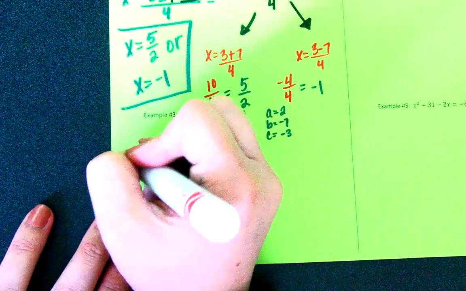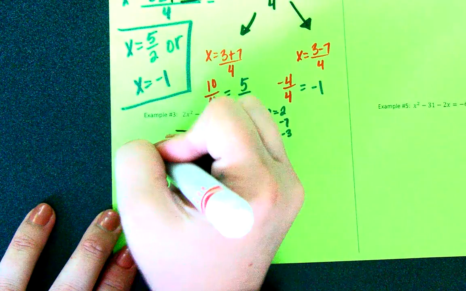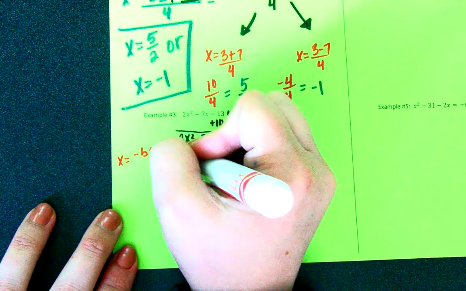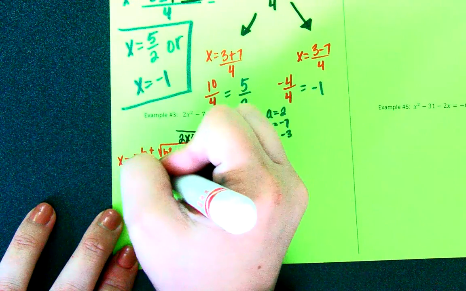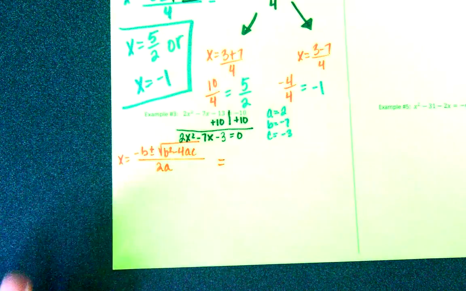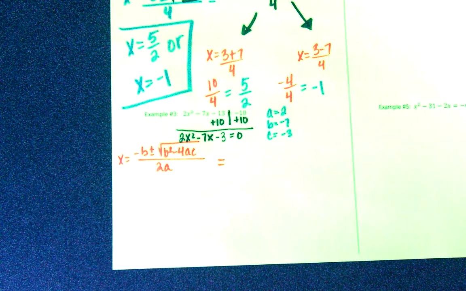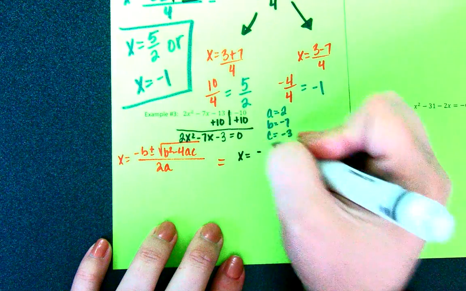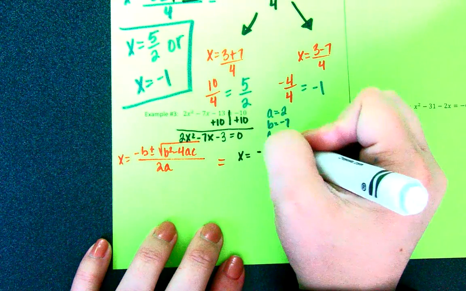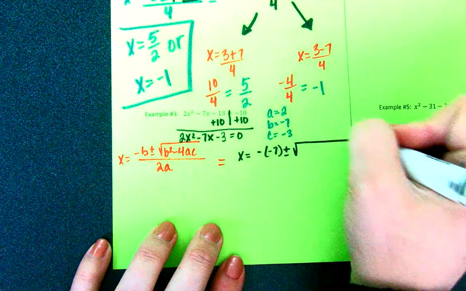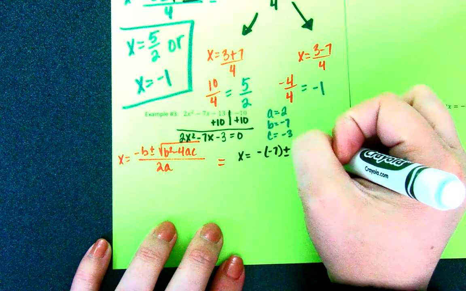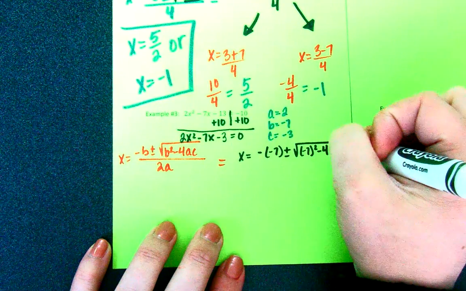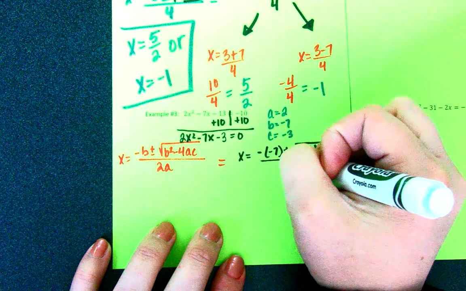We rewrite our equation. x equals negative b plus or minus the square root of b squared minus 4 times a times c, all over 2 times a. And we plug it in. So we have x equals negative, whatever our b is, negative 7, plus or minus the square root of negative 7 squared minus 4 times 2 times negative 3, all over 2 times 2.